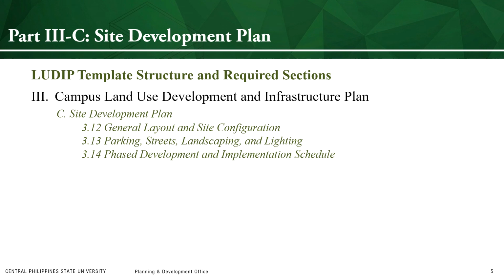Section 3.14, Phase Development and Implementation Schedule. Provide a clear timeline and action plan for implementing your proposed developments. Break it into phases, assign target dates, and set performance indicators to monitor progress. This section transforms your plan from a document into a management tool, something you can actually use to track whether development is happening on schedule.